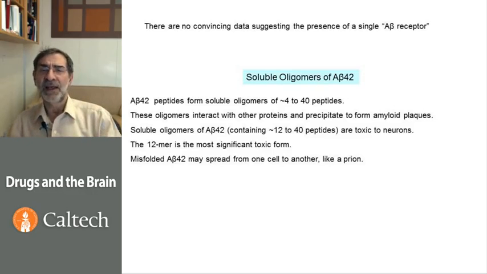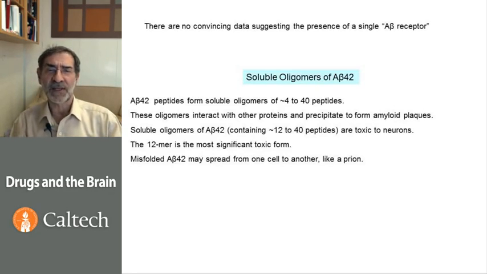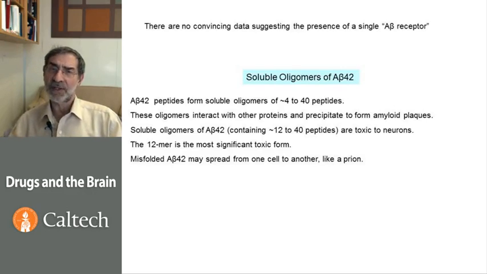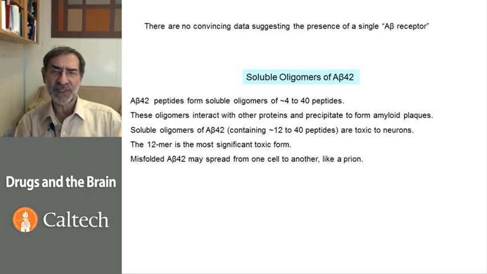An oligomer is an assembly of 4 to 40 peptides, all the same, all multiple copies of A-beta 42. They are soluble, they don't precipitate, they interact with other proteins, and then with other proteins they precipitate to form the amyloid plaques. And indeed, soluble oligomers of A-beta 42 are toxic to neurons. Unfortunately, we don't know precisely how they are toxic. The 12-mer may be the most significant toxic form, but this is not very well known.